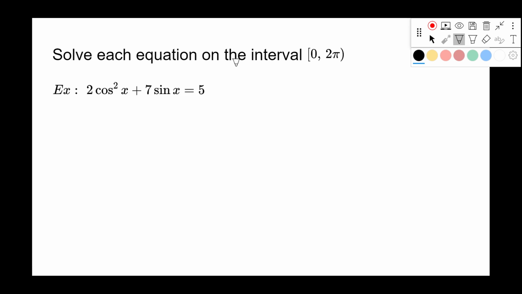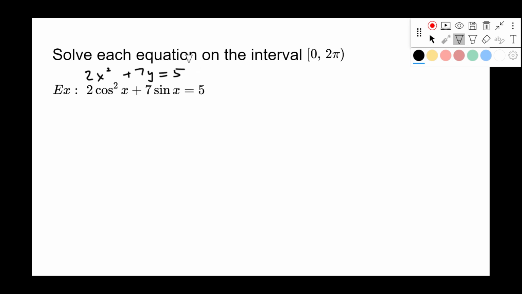All right, let's try one more. So this one is probably the most complicated one of all. 2 cosine squared x plus 7 sine x equals 5. Well, we got a big problem here because I'm asking you to solve 2x squared plus 7y equals 5, right? These variables, they're not even the same. All right, so cosine and sine, they're totally different. So I got to call 1 x and 1 y.